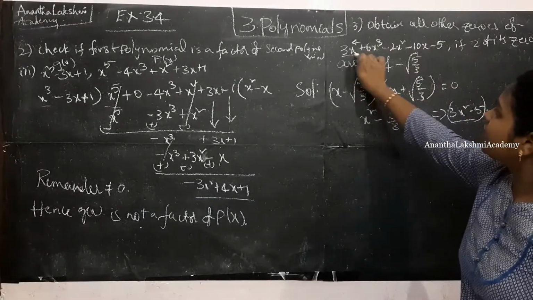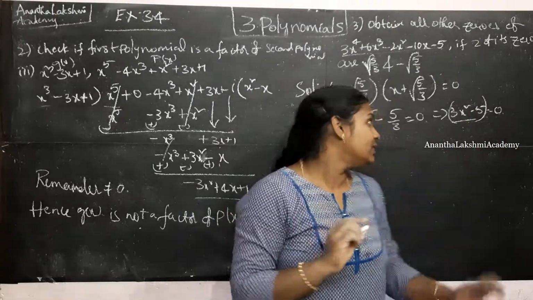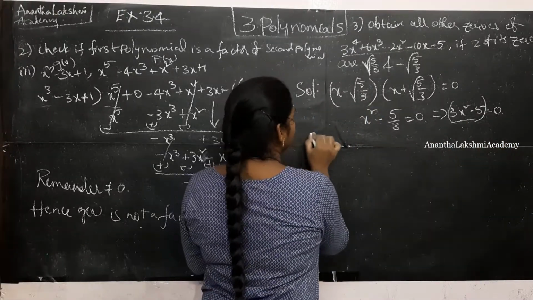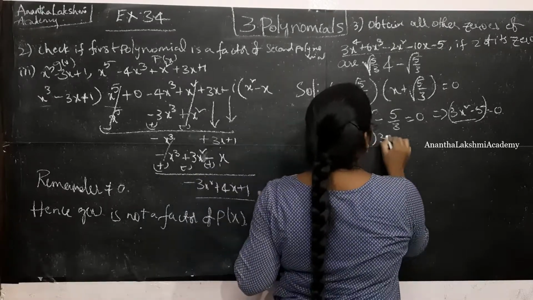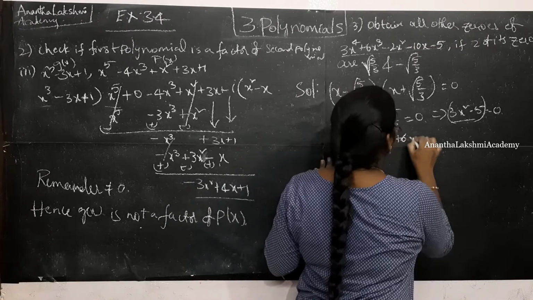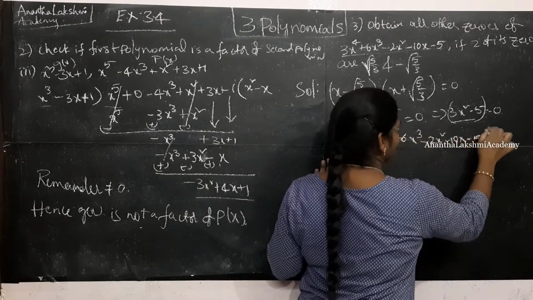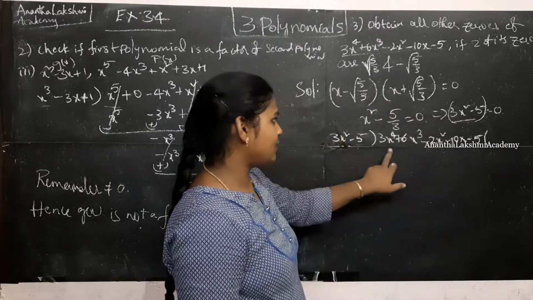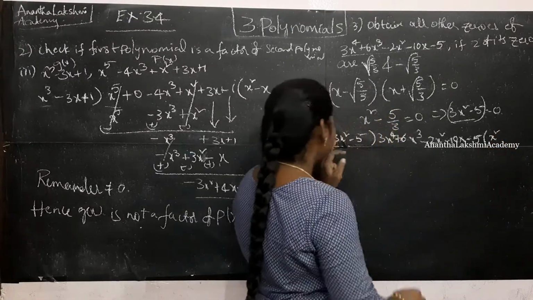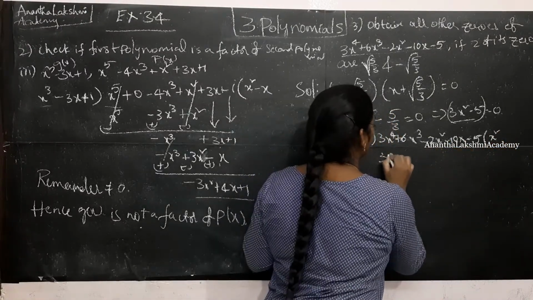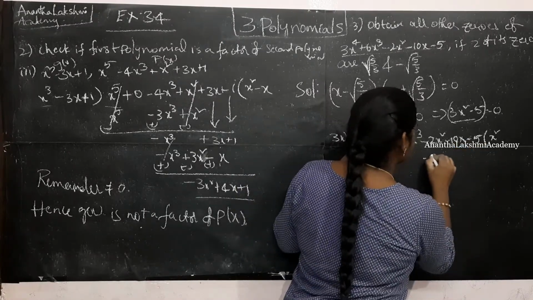We are to figure out the other things. So what do we need to do? We need to do the division part, like 3x square minus 5 divides 3x power 4 plus 6x cube minus 2x square minus 10x minus 5. So first is 3x square, but we have 3x power 4 here. So we need to multiply it with x square. So 3x square times x square is 3x power 4. Next, minus 5 into x square is minus 5x square.